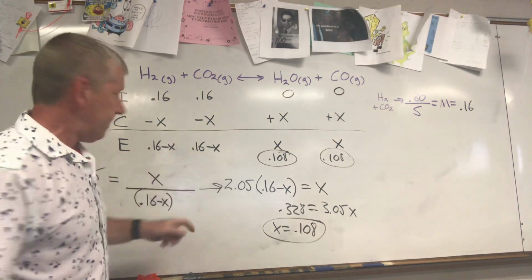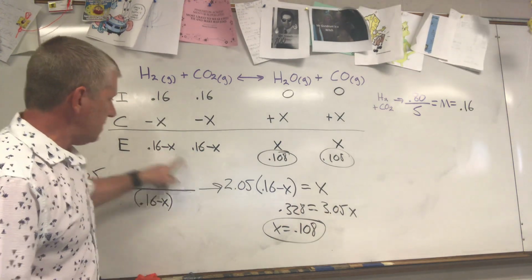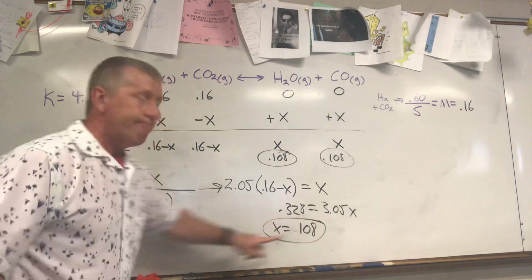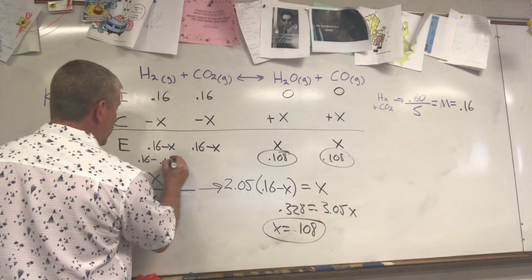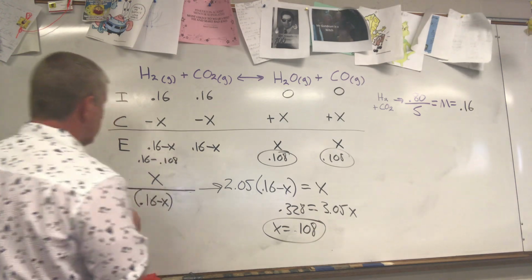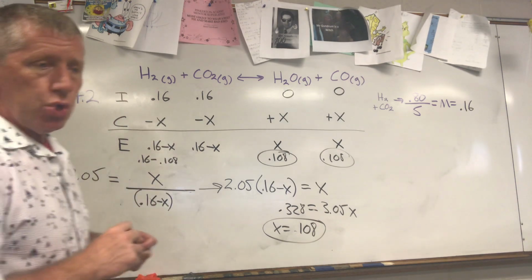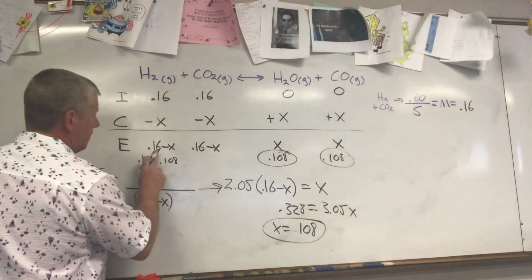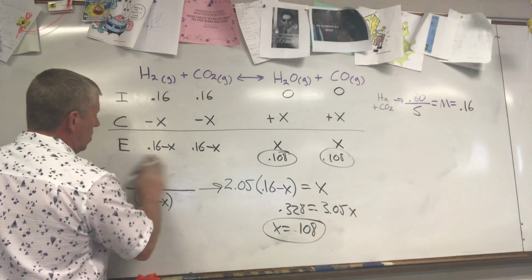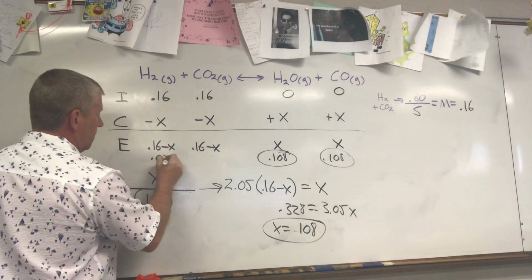How would I do this? 0.16 minus x. So 0.16 minus 0.108. That looks like it's going to be 0.052. It should be 0.052 if I did the math in my head right, which I did. So if I take this and subtract it from this, I get 0.052.